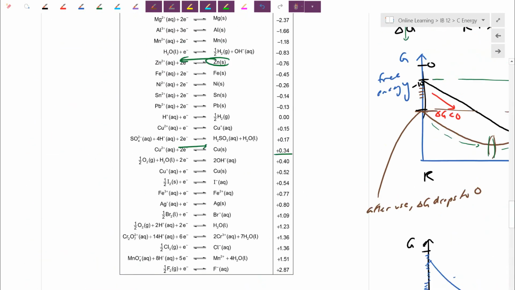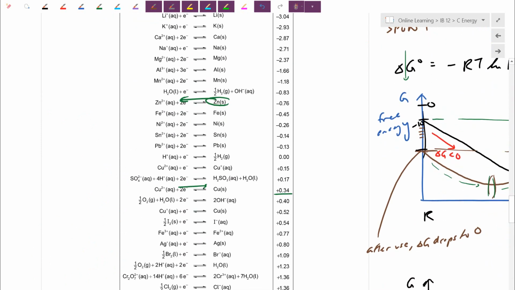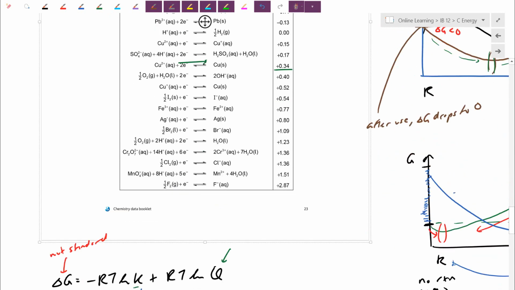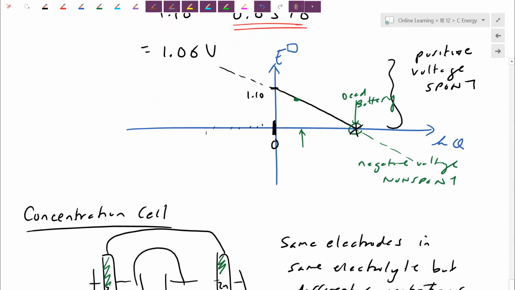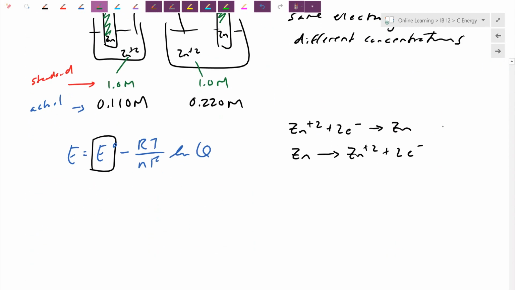Let's go for it. So zinc in oxidizing, it is positive 0.76. The reduction is negative 0.76. So this is negative 0.76. This one here is positive 0.76. No real surprise here because we're doing the same cell. The E cell overall is 0. And this will be true for all concentration cells here because it's the same electrode, same electrolyte.